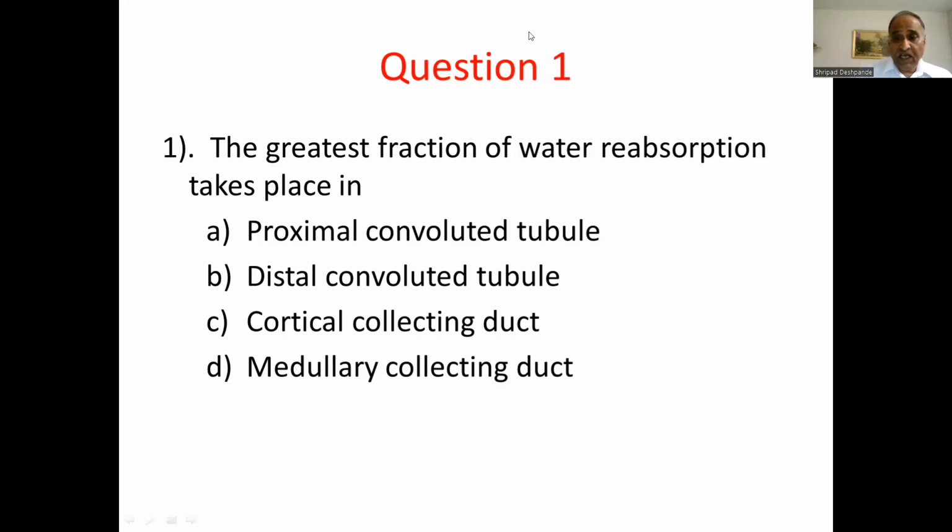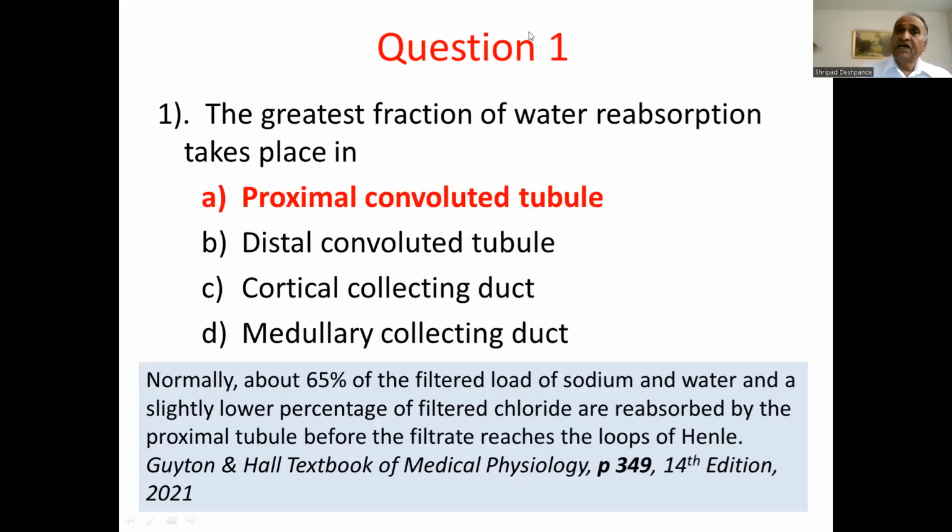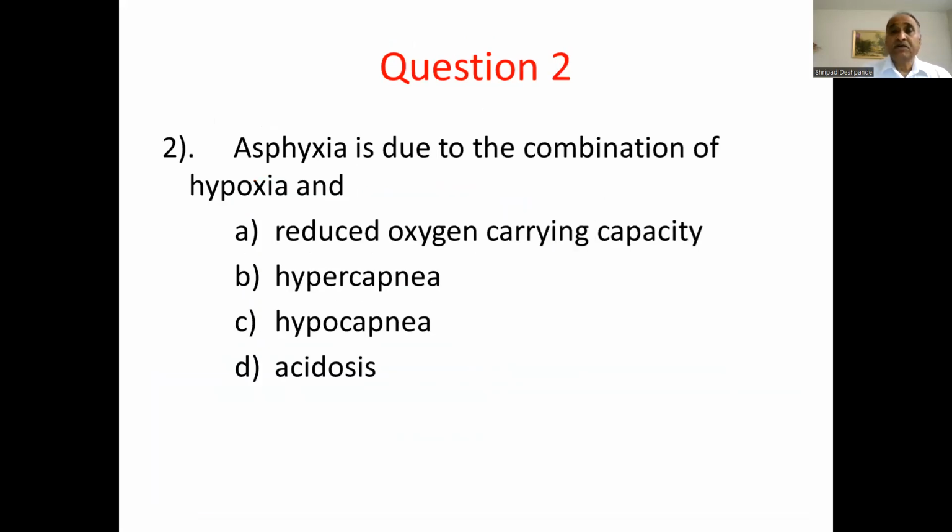So therefore, the answer to this question is option A, proximal convoluted tubule, where more than 65% or more than 2/3 of the water is reabsorbed. That is, the 2/3 of the filtered load of the water is reabsorbed. You can find this in Guyton and Hall, textbook of medical physiology, page 349. It's an international edition. I will not mention these things; I will just say that I have referred to the international editions. The next question, question number 2.